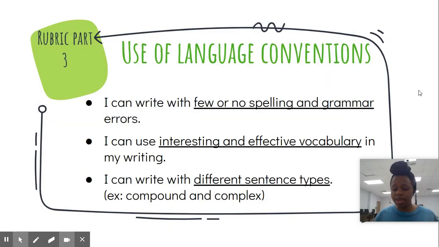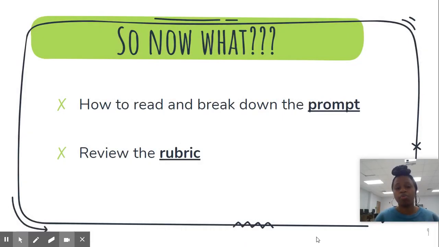All right, guys. So there you have it. We know how to read and break down the prompt, and we have reviewed the rubric.